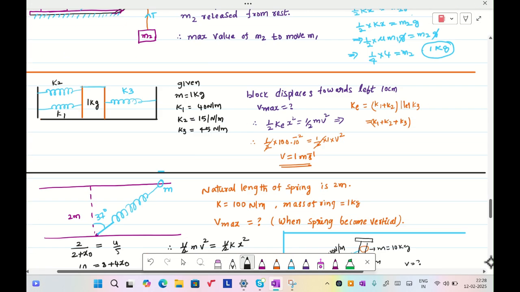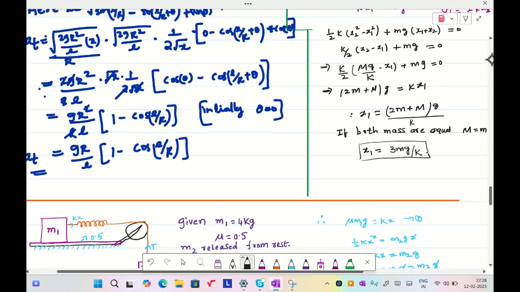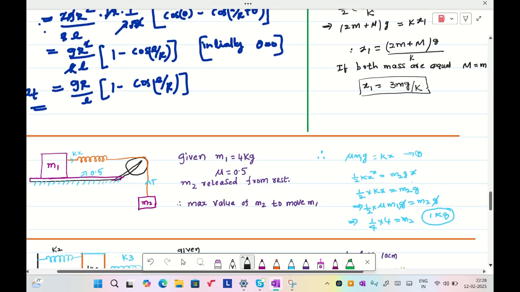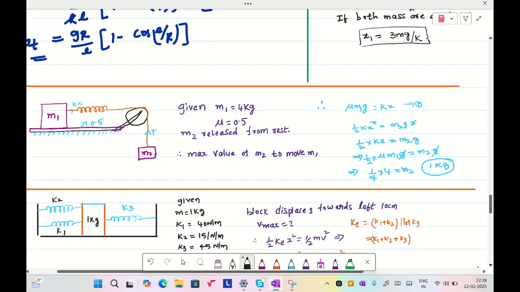So next model of the problem. So here, see, mass is given 4 kg and friction between the m1 and the surface is given 0.5. m2 is released from rest now. The value of m2 to move m1 is asked. So when spring is not there, NLM you apply and you will get the answer. But with the spring in the place of tension, the kx will come here.